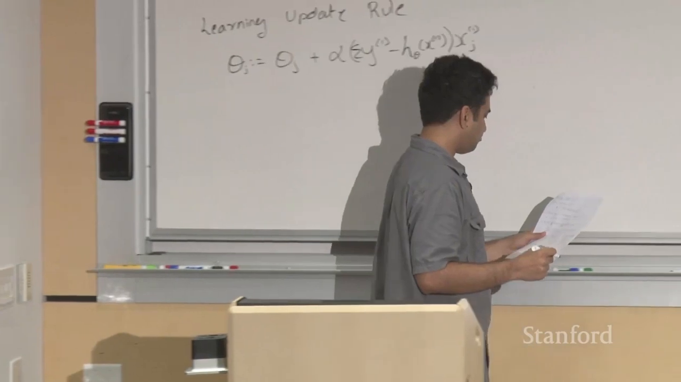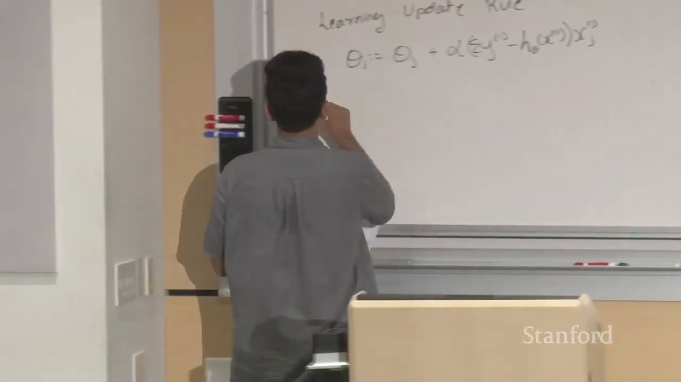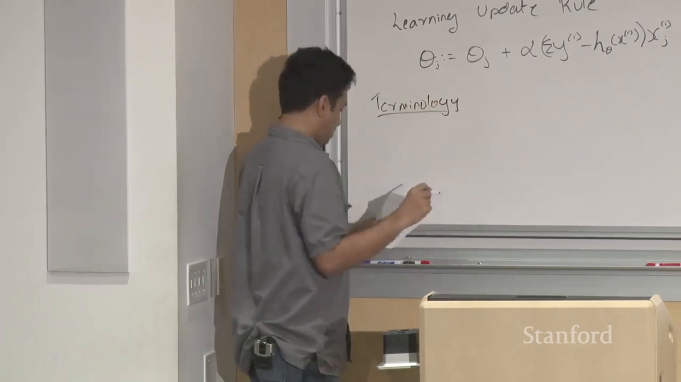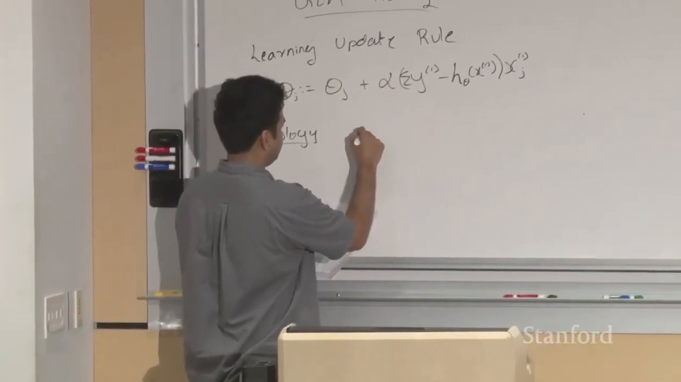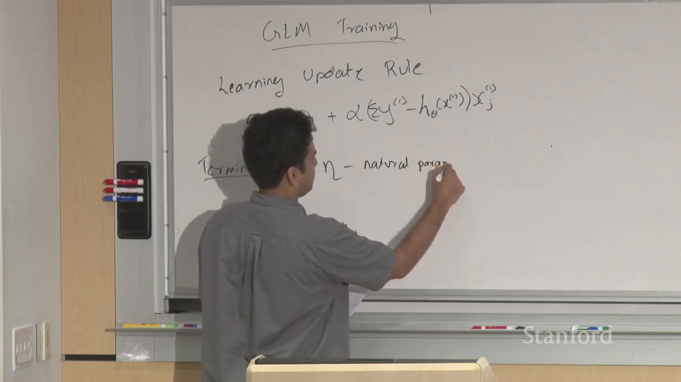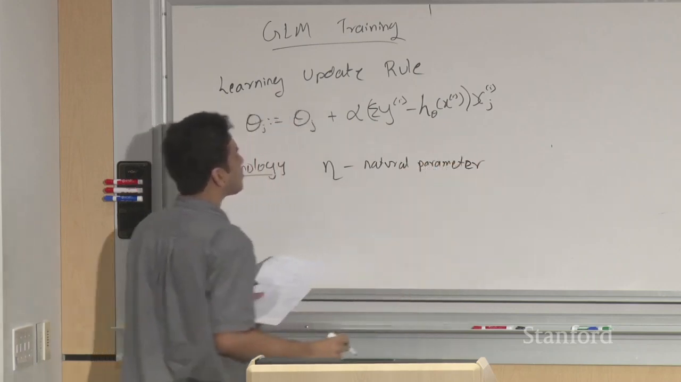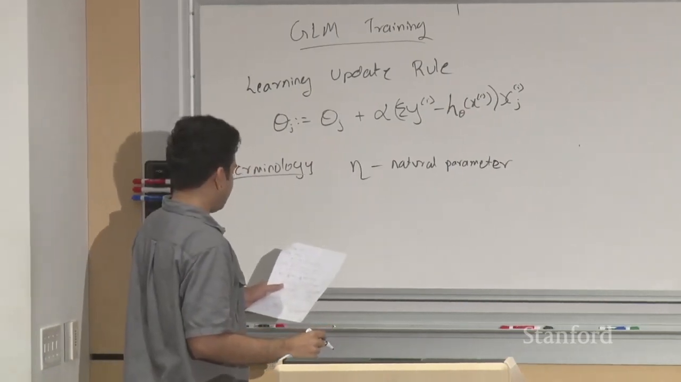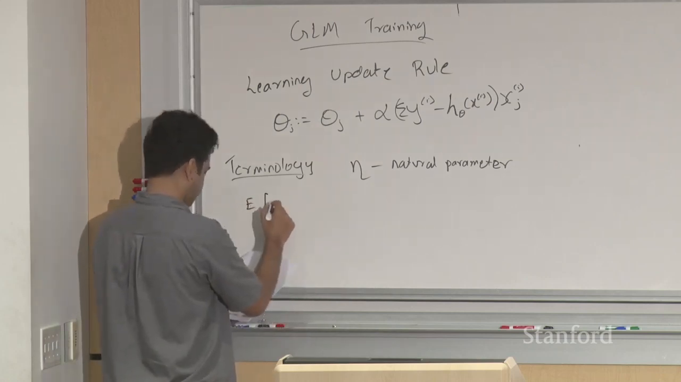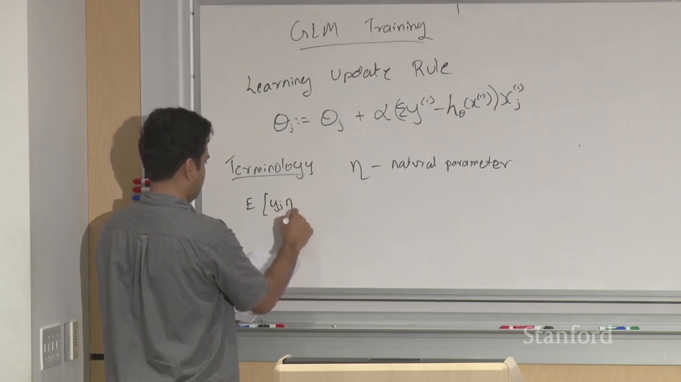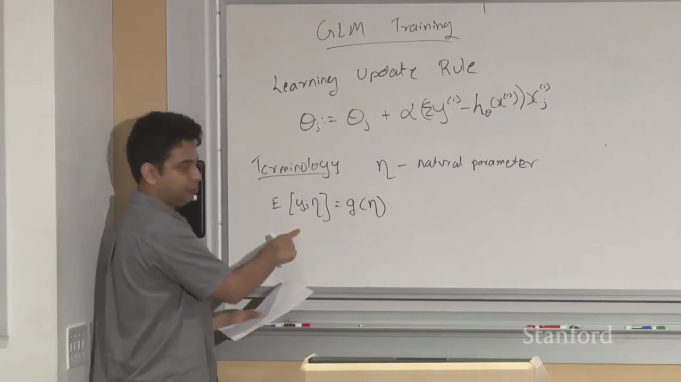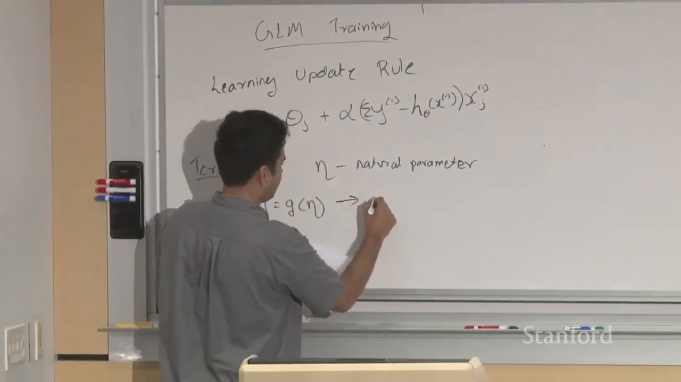Some more terminology. So eta is what we call the natural parameter. Okay. So eta is the natural parameter, and the function that links the natural parameter to the mean of the distribution has a name. It's called the canonical response function.